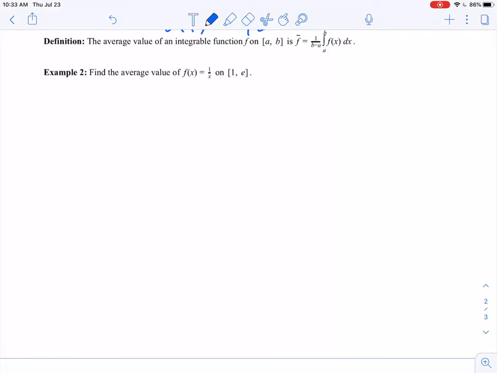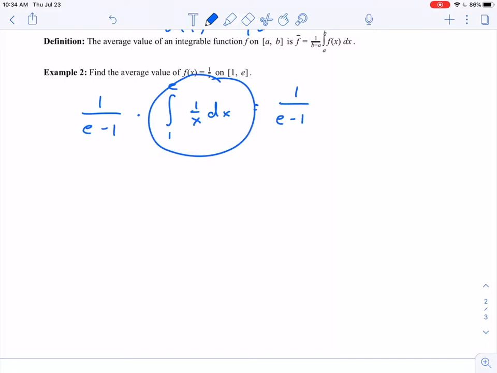So if I want to find the average value of f of x equals 1 over x on the interval 1 to e, so let's see here, I would have 1 over b minus a, so 1 over e minus 1, times the definite integral from 1 to e of 1 over x dx. So this piece right here, if you can simplify it, go ahead, but 1 over e minus 1, that's not going to simplify in any nice, meaningful way, so we'll just leave it as 1 over e minus 1. And then we're just evaluating this definite integral right here.